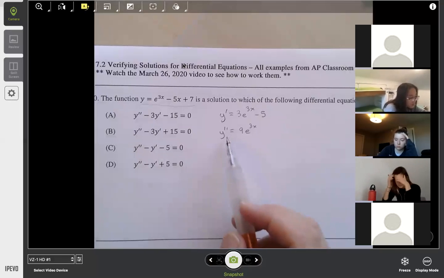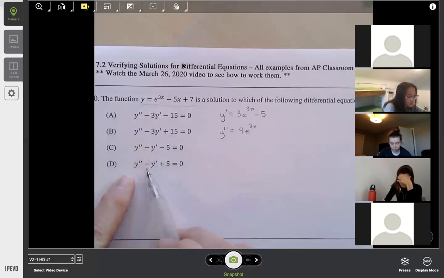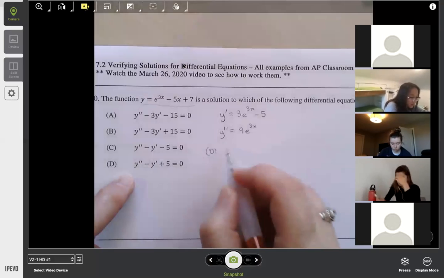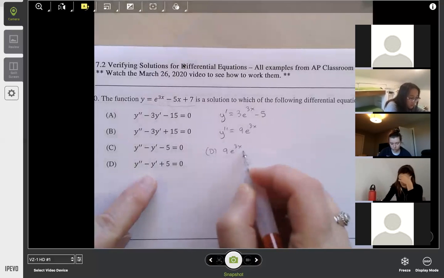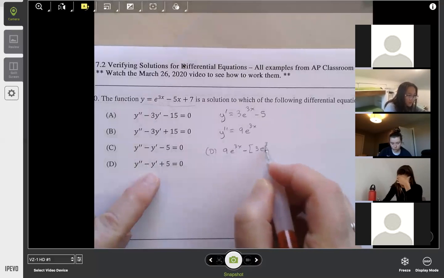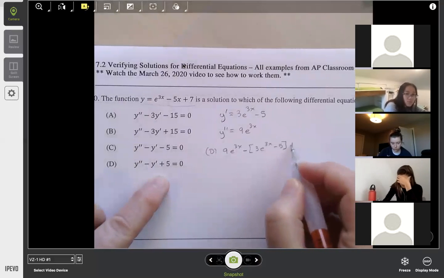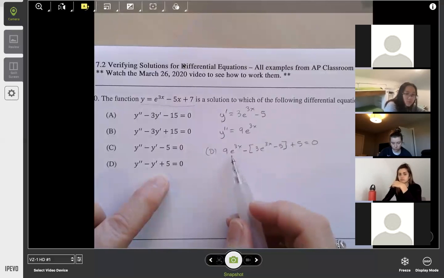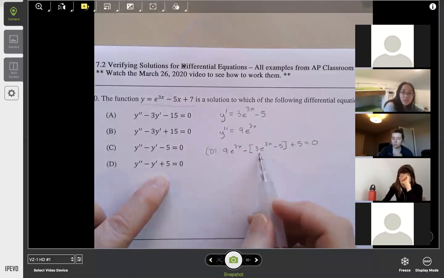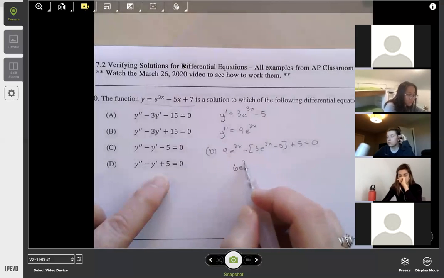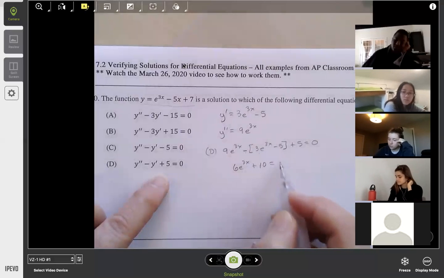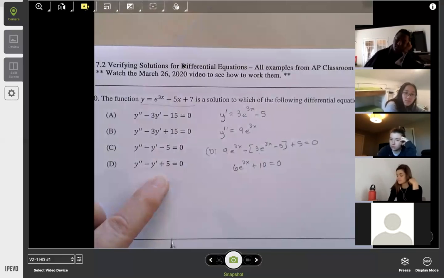If I take just y double prime, I might start with one of these, C and D, because they seem like the easiest. So if I start with, say, D, y double prime is 9e to the 3x minus y prime plus 5. Notice y in this one isn't even in the equation, just y double prime and y prime. 9e to the 3x minus 3e to the 3x would be 6e to the 3x. And I'd have plus 5, which is plus 10.